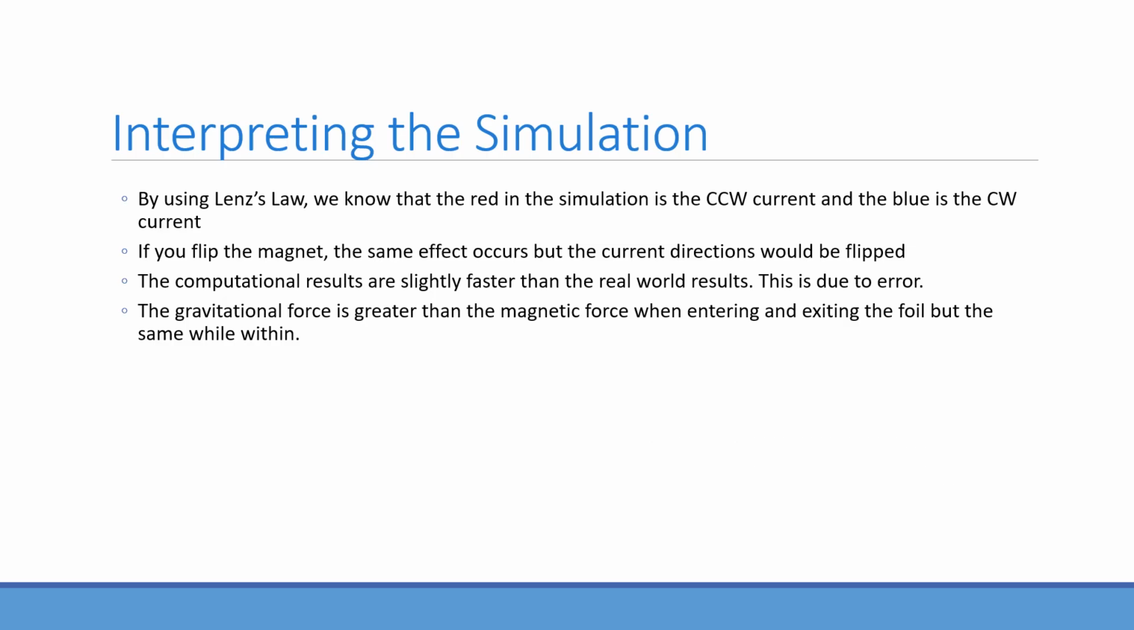So interpreting the simulation by using Lenz's law, we know that the red in simulation is the counterclockwise current and the blue is the clockwise current. We know that if we flip the magnet, the same effect occurs, but the current directions would be flipped, again, by Lenz's law. The computational results are slightly faster than the real-world results. This is due to experimental error. And the gravitational force is greater than the magnetic force when entering and exiting the foil, but the same while within, again, because the F net must be equal to 0 because there's no change in acceleration.